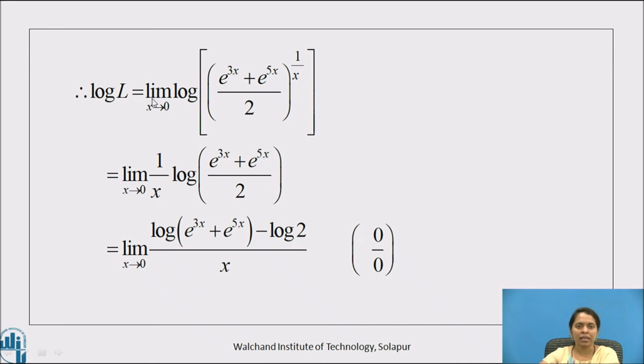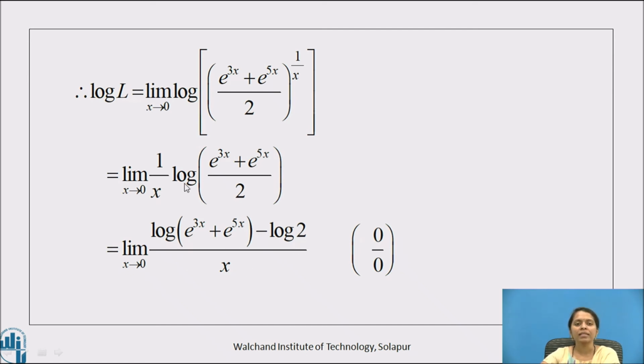Therefore, log L is equal to, taking log on both sides, limit x tends to 0 log of whole bracket term. Again applying the laws of logarithm, this 1 by x will jump as a coefficient and it will be in the form is equal to limit x tends to 0 1 by x into log of bracket e raised to 3x plus e raised to 5x whole divided by 2. That is equal to limit x tends to 0 numerator log of e raised to 3x plus e raised to 5x minus 2 whole divided by x.